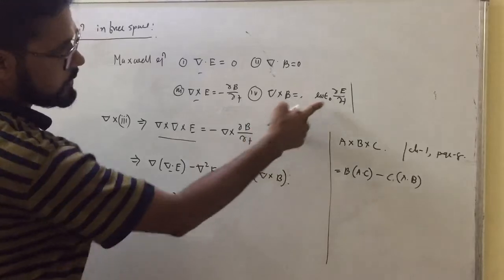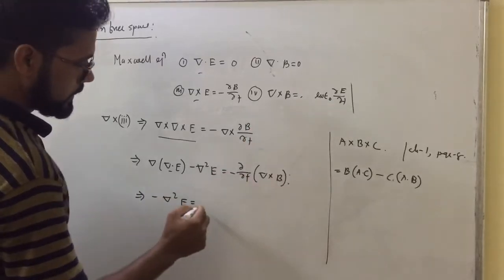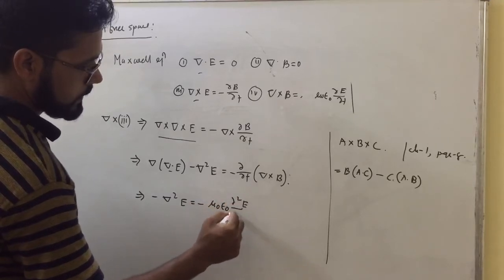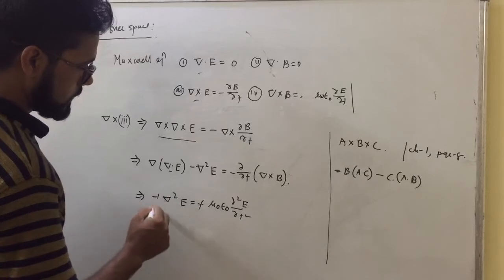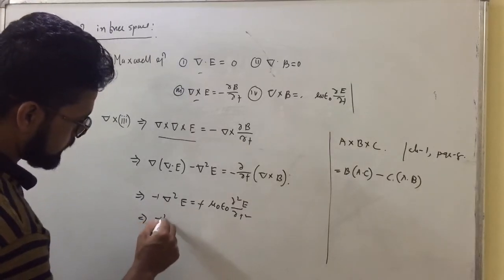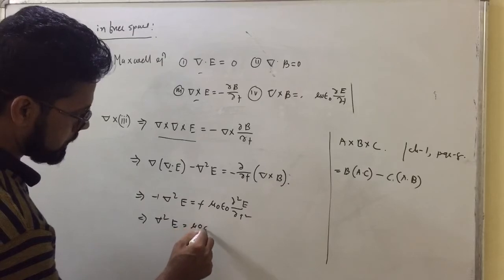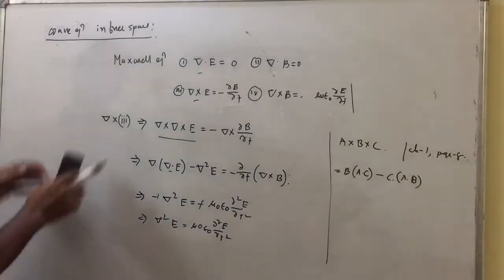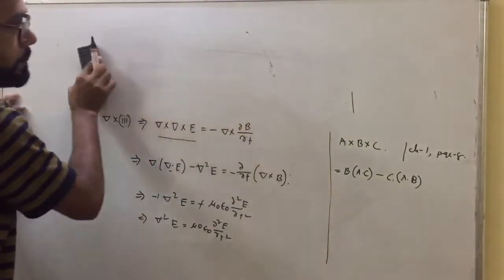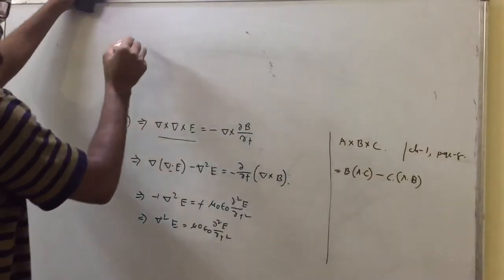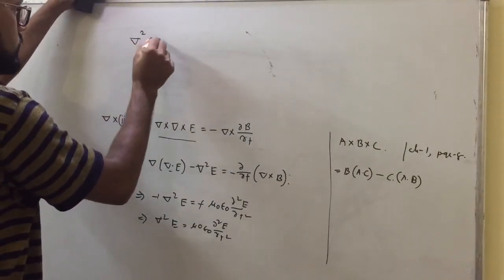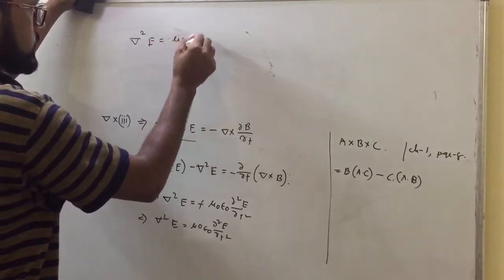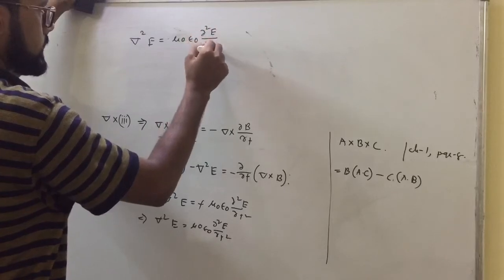So if you put this value here, then you will get minus mu naught epsilon naught del square E by del t square. So minus minus cancel, and you will find del square E equal to mu naught epsilon naught del square E by del t square. Okay, or I remove this part. Finally, what I am getting, so finally first equation, that is del square E equal to mu naught epsilon naught del square E by del t square.